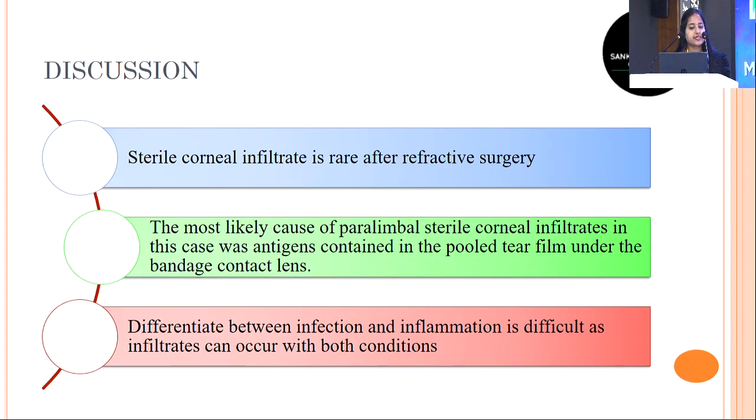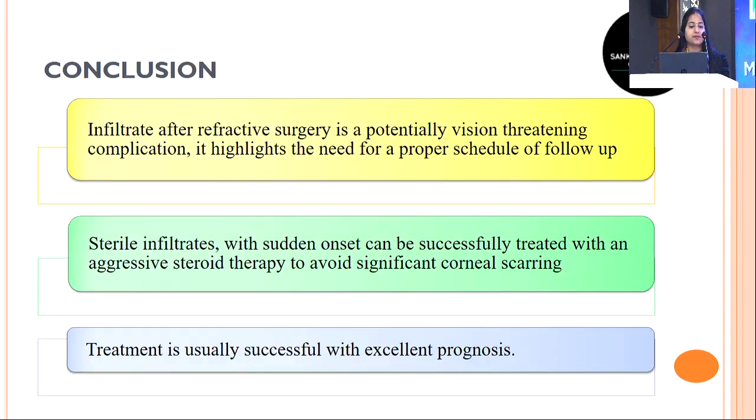To discuss, sterile corneal infiltrate is rare after refractive surgery. The most likely cause of the paralimbal sterile corneal infiltrates in this case was suspected to be antigens contained in the pooled tear film under the bandage contact lens. Differentiating between infection and inflammation is difficult as infiltrates can occur with both conditions.